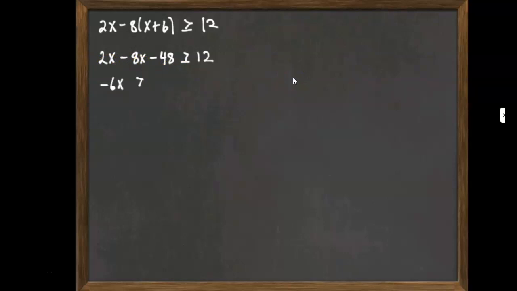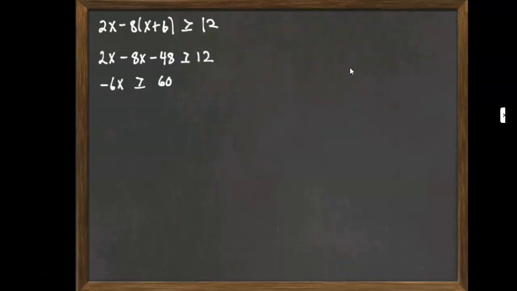Minus 6x. And what I'm going to go ahead and do here is, since I've combined my variables here, I have this oddball guy that doesn't have a variable. So I'm going to slide him over to the other side. Since it's minus 48, I can add that here and add it with the 12. And I'll have minus 6x greater than or equal to 60.